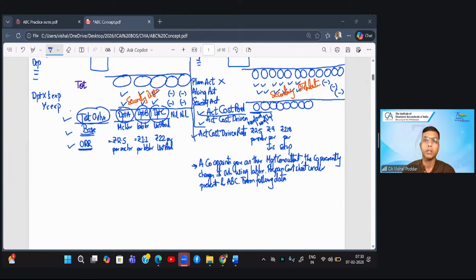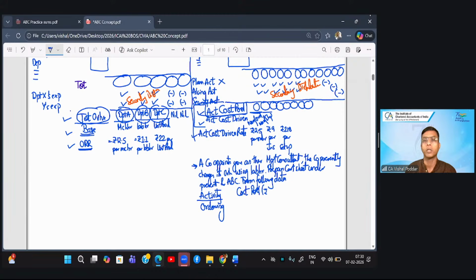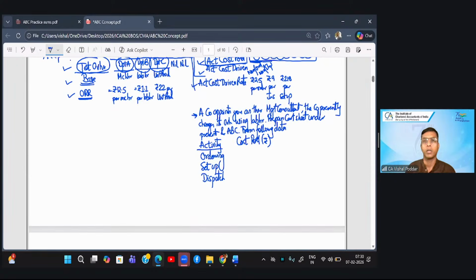Now, interestingly, the question starts from here. Here they will give you the cost of each activity already computed, something like this. They will give you the names of activities like ordering, and they will also give you the total of each activity. It means they have already done primary, secondary. They are giving you this info. Ordering, maybe setup, maybe dispatch. They'll give you 4, 5, 6 activities and the cost. Let us say, as per their primary, secondary, this is getting 26 lakhs cost. This is getting 49 lakhs cost. And this is getting 45 lakhs cost.